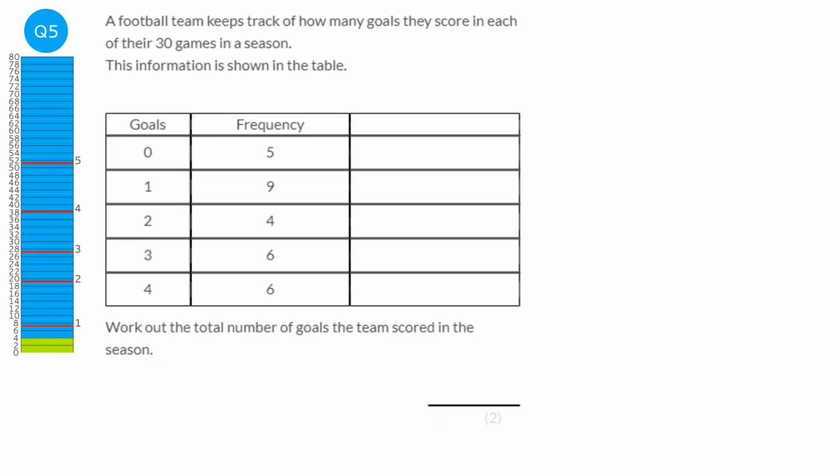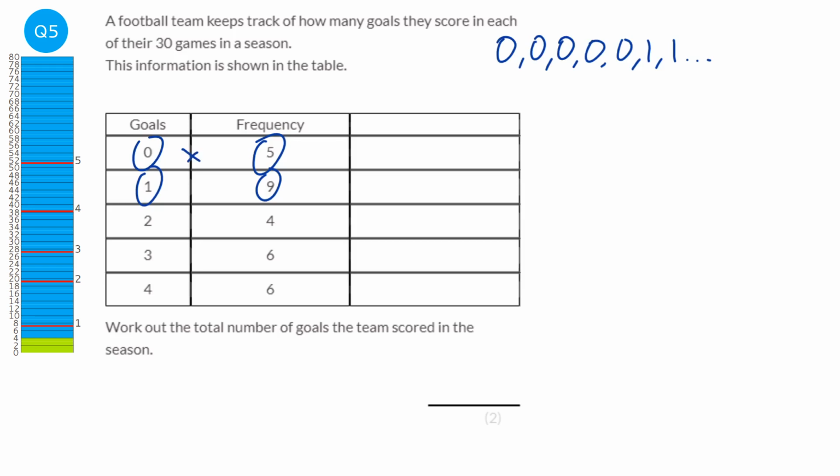If you imagine these numbers written out as a list, there would be 5 lots of zeros, so 1, 2, 3, 4, 5. There'd be 9 lots of 1, so 1, 1, etc., etc. Okay, so when we're looking to see the total number of goals scored in the season, we could write them out as a list and then add them up. But a quicker way of doing that is just multiplying the amount of goals by the frequency.